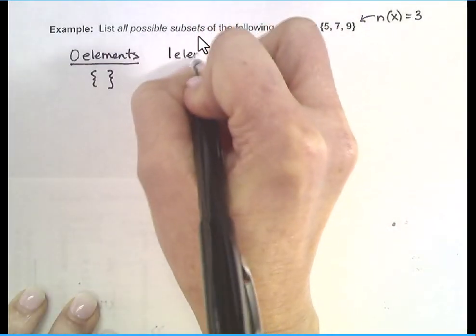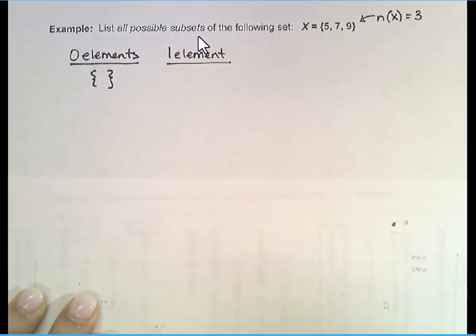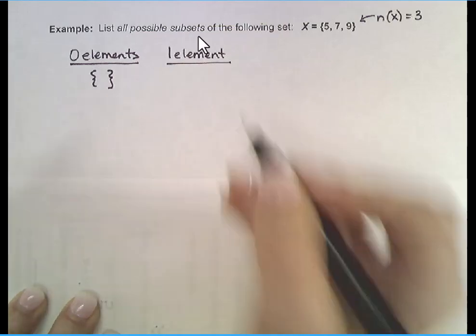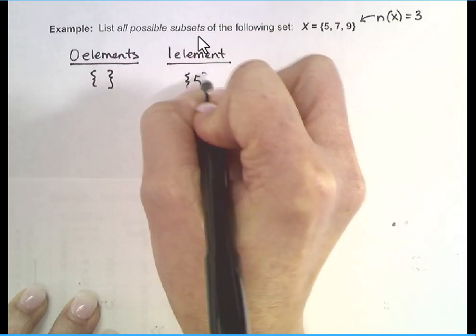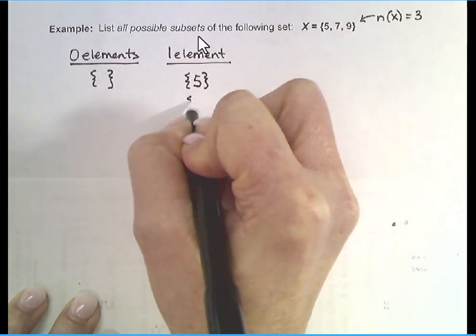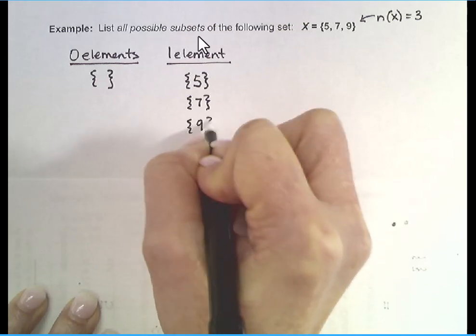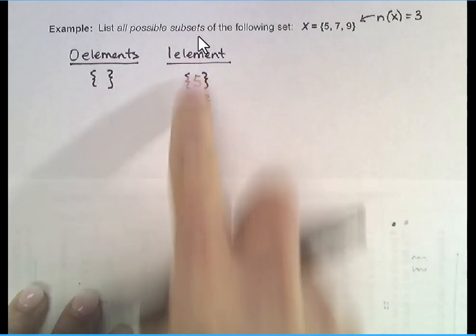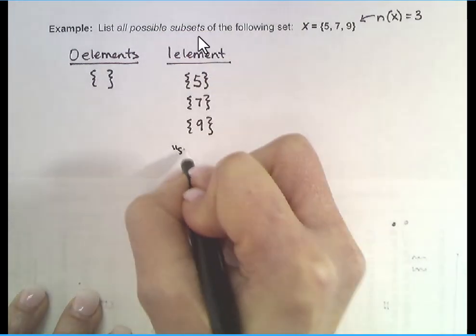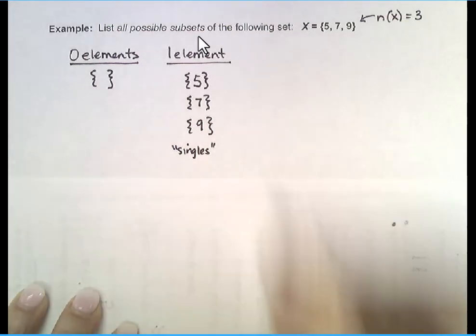Now let's write down all of the subsets that would have 1 element, just a single number in the subset. Well, we could have 5, we could have 7, or we could have 9. Those are all of the sets that have a single element in them. See, 1 element in each. I'll call these guys the singles. Now let's do the doubles.